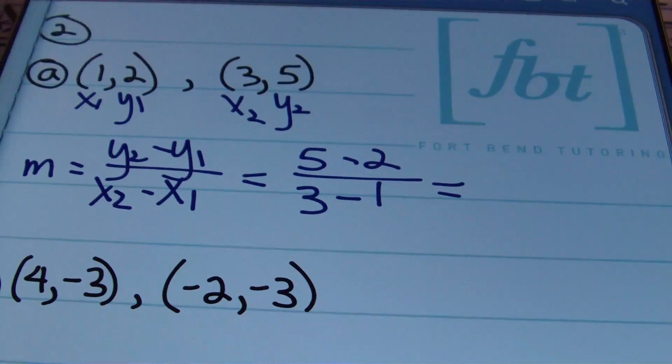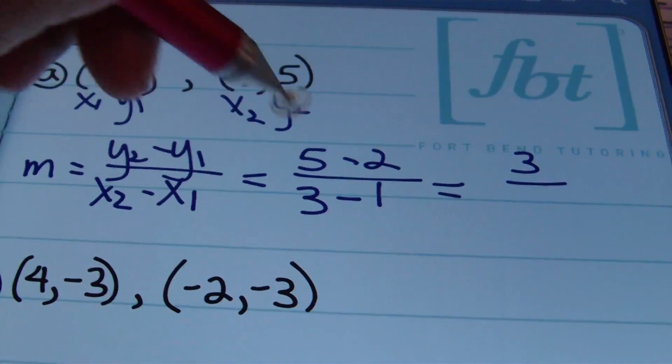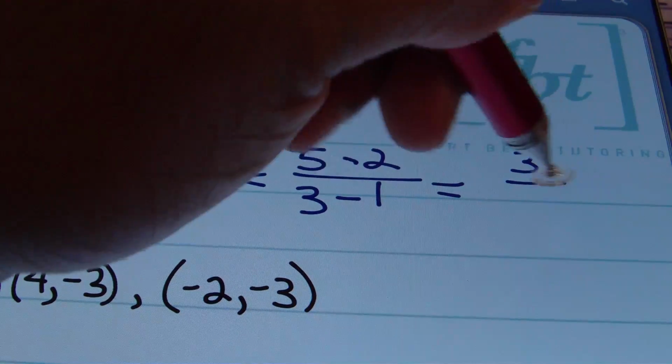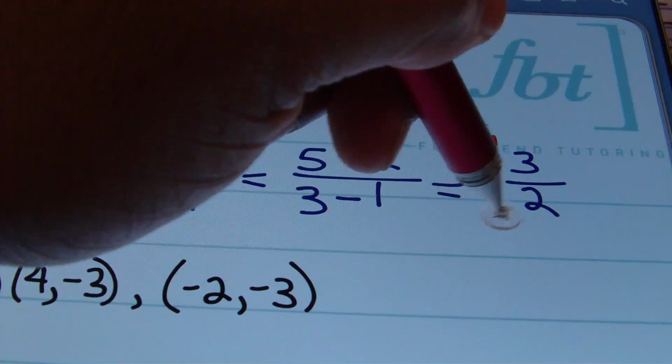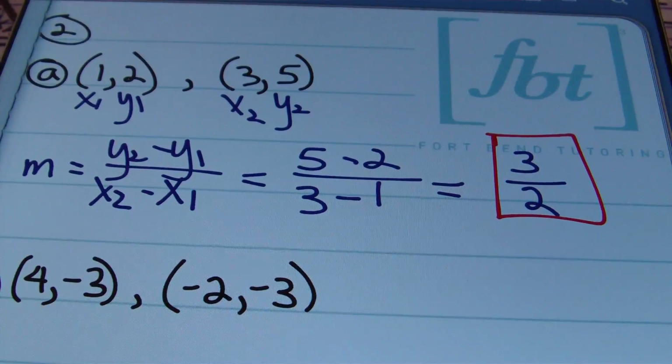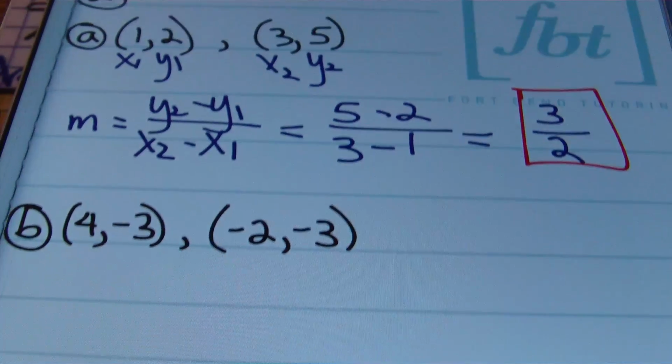From there, we'll go ahead and simplify this. We know that 5 minus 2 is 3. And then 3 minus 1 is 2, and this is my slope for problem 2a. Just like that. So we're going to use this same procedure in our next problem.